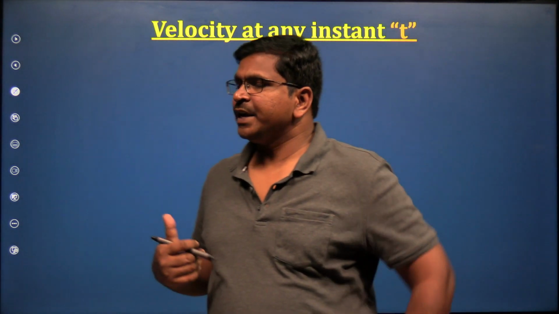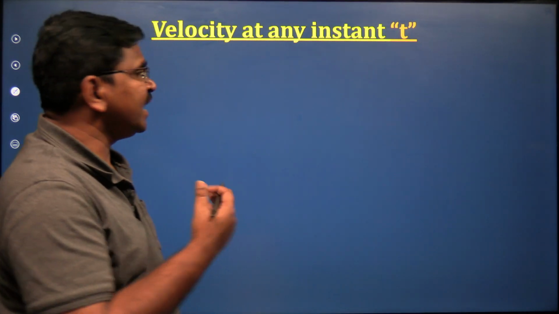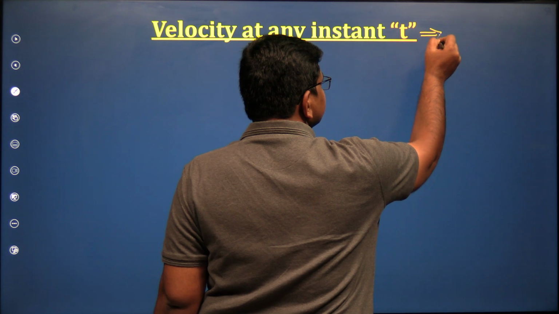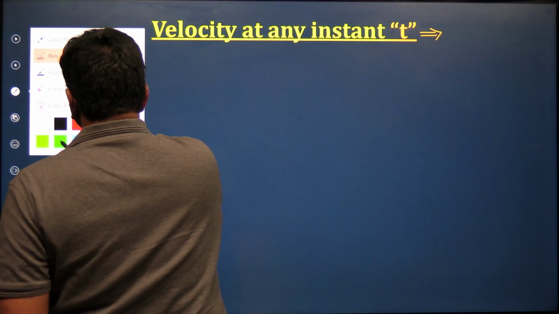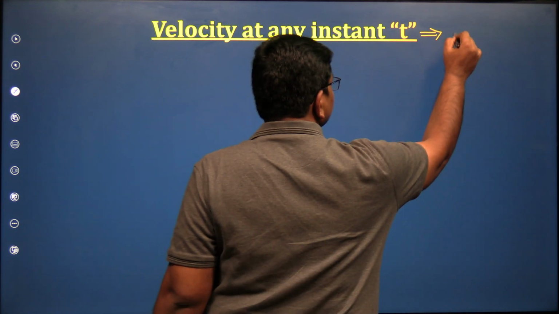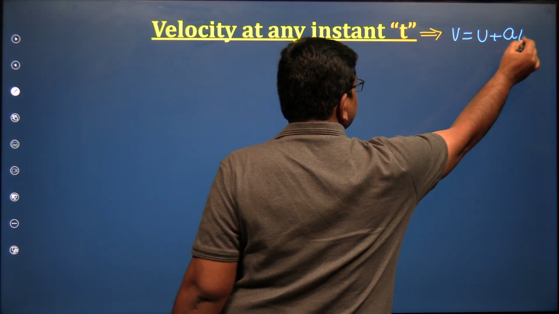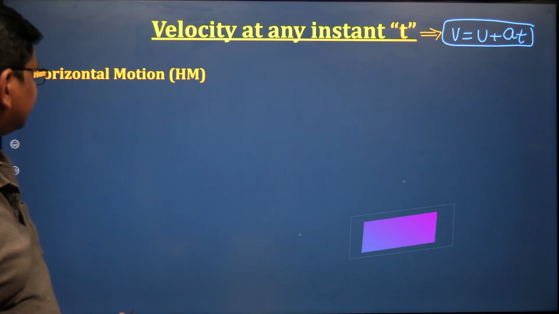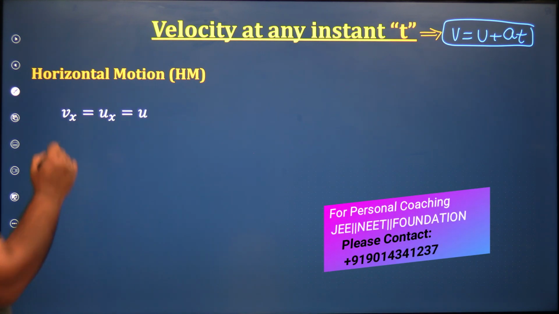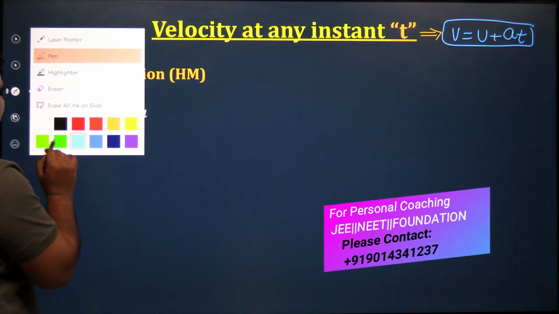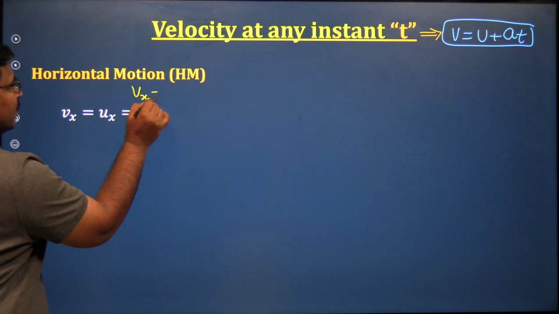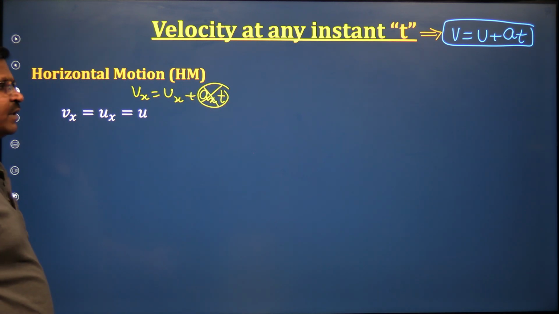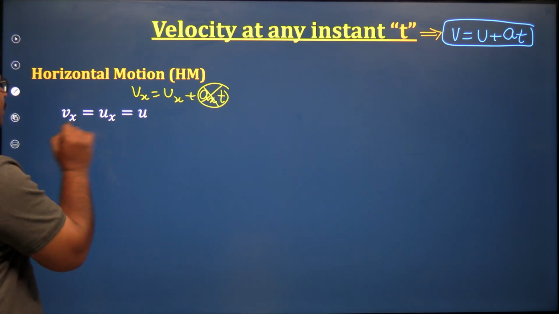Now, coming to the next thing, velocity at any instant. In kinematics, I hope you remember, for velocity at any instant we must keep in mind the direct formula v equal to u plus at, a simple idea. The first equation of motion can give us an idea. Now, considering horizontal first, Vx is equal to ux plus axt. As ax is 0, the term will be neglected here. Now Vx will be u only.